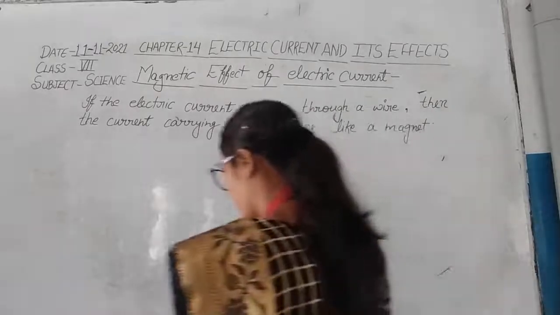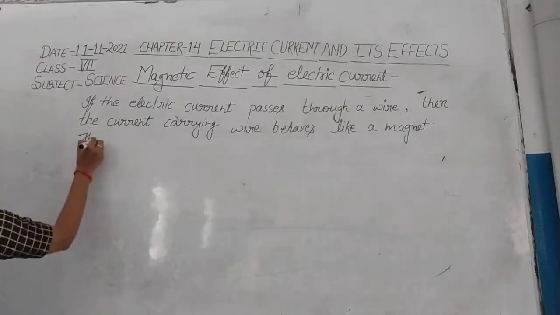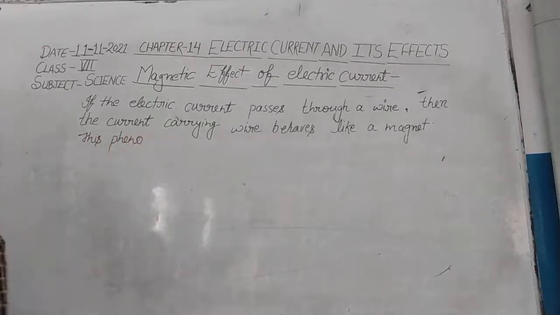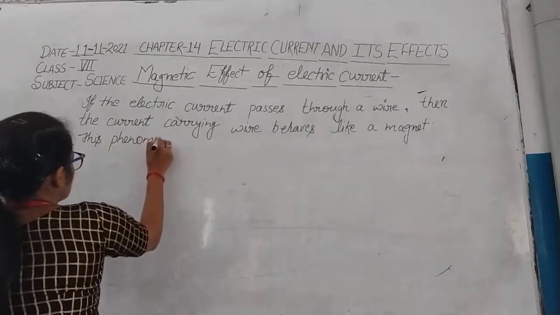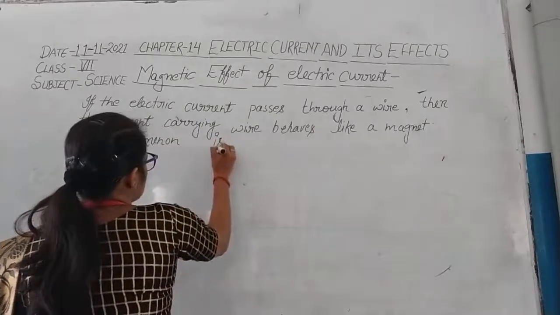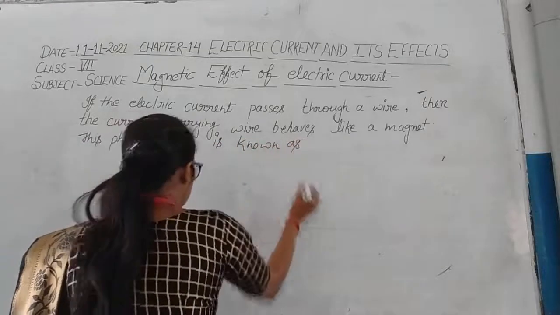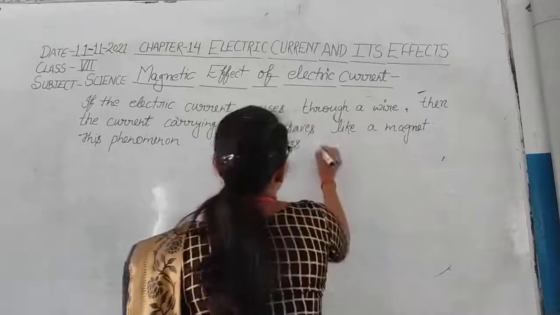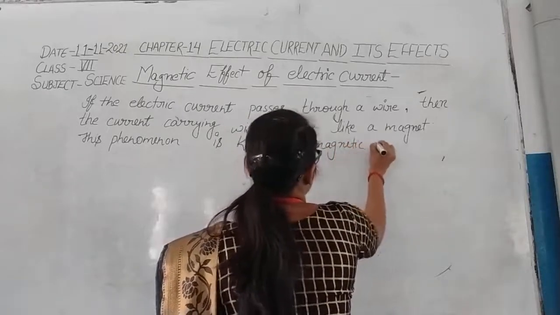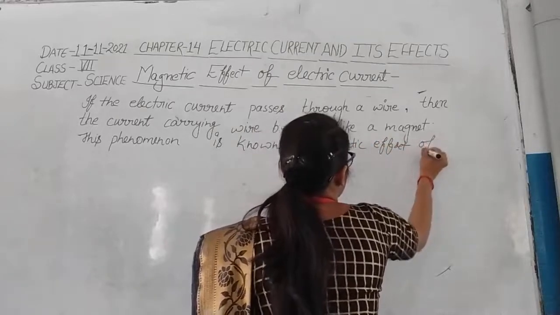Like a magnet, the current carrying wire behaves. This phenomenon is known as magnetic effect of current.